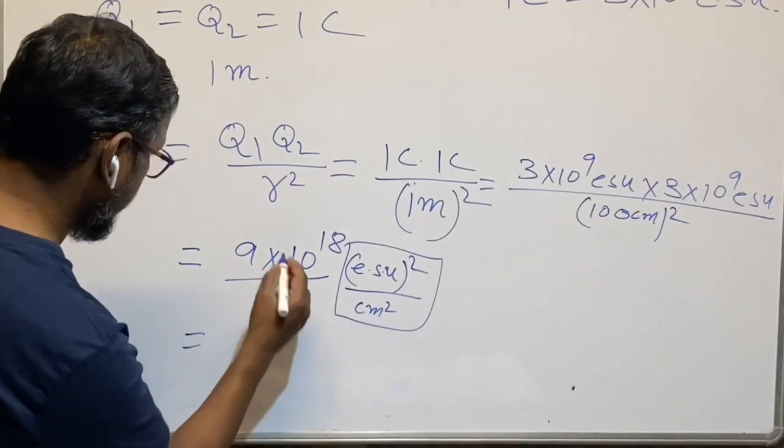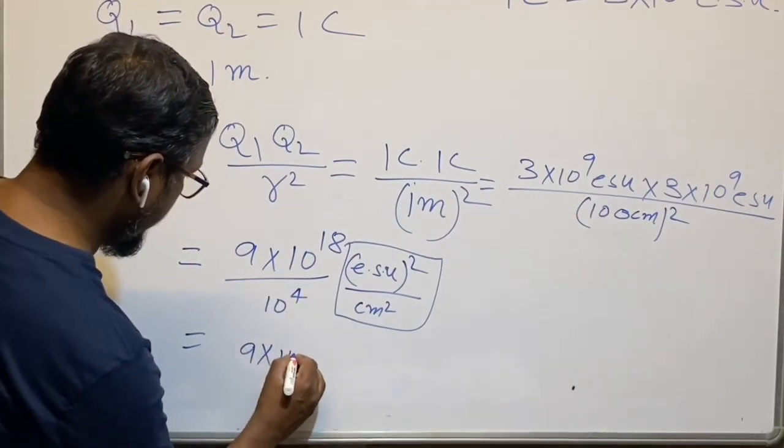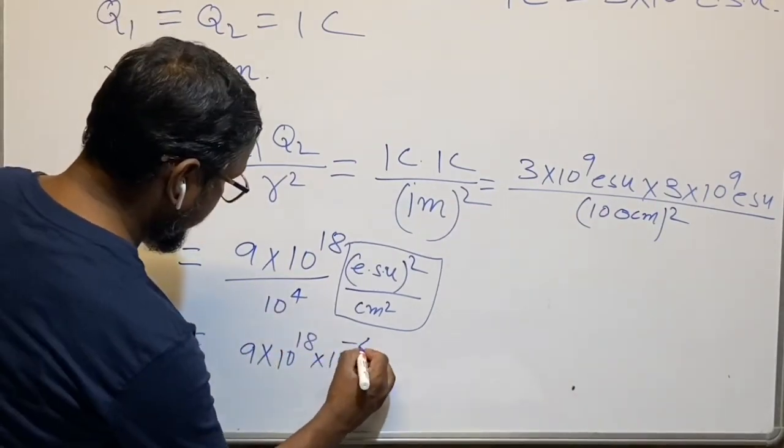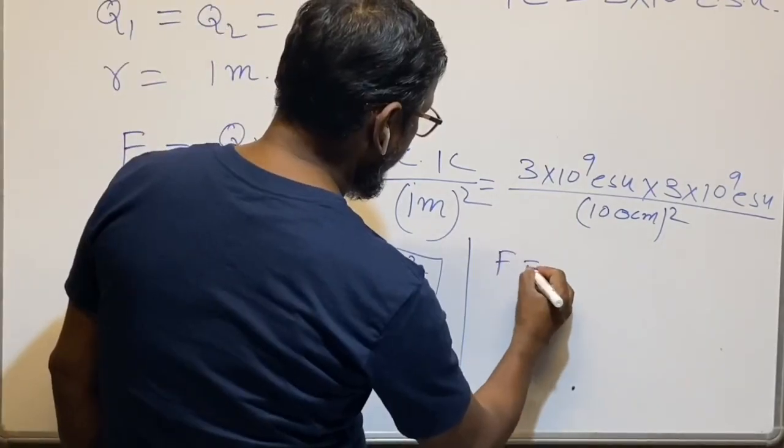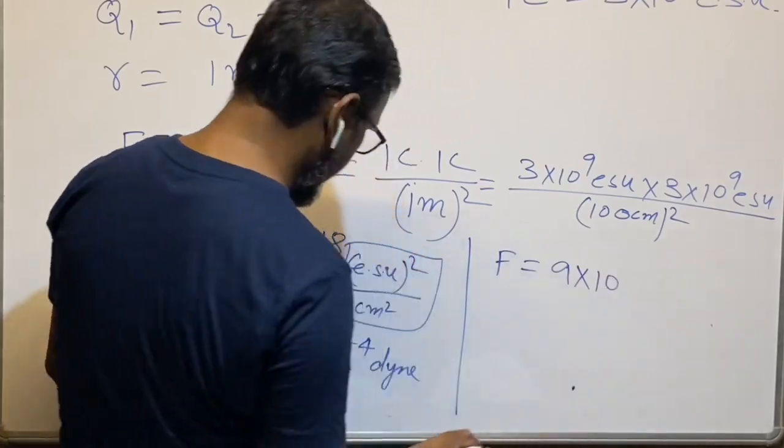So it is 9 into 10 to the power 18 divided by 10 to the power 4, and this is in dyne. And now the force is equal to 9 into 10 to the power 14 dyne.